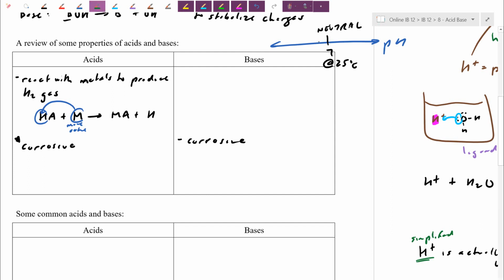To become acidic, we actually want the number to decrease. So 6, 5, 4, 3, we're getting to be more acidic. Using 25 degrees as an example, if the pH is less than 7, the farther below 7 we are, the more acidic it is. If the pH is greater than 7, it is going to be basic, again at 25 degrees.